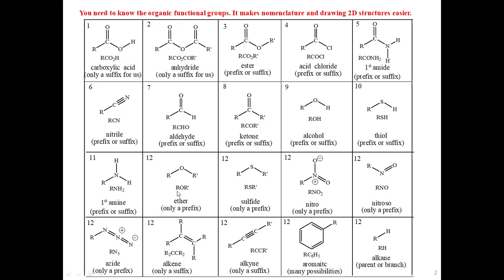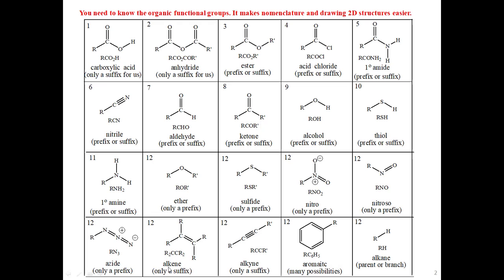Okay. Ethers, now we reach a point where we just consider these all the same priority, and they are only named as prefixes. So even if all you had was an ether, you would still name the ether part as a prefix. The same is true for sulfides, which are also called thioethers. And for nitros, only a prefix. For nitroso, which looks very similar, except only one oxygen, also only a prefix. Azidos, sort of a funny looking group, and there's a resonance structure for this, as there is for the nitro over here, but always a prefix.